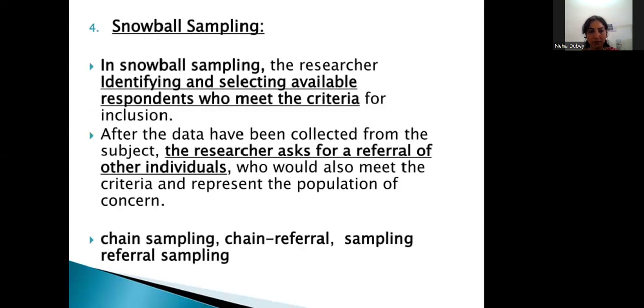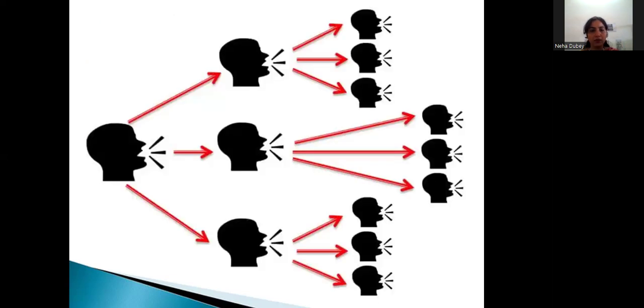Now, snowball sampling. In snowball sampling, the researcher identifies and selects available respondents who meet the criteria for inclusion. After the data have been collected from the subject, the researcher asks for a referral of other individuals who would also meet the criteria and represent the population of concern. Fine. It is also called cherry sampling, chain referral sampling, or referral sampling. You can understand it by seeing this diagram.